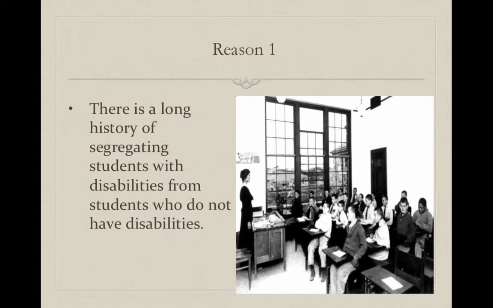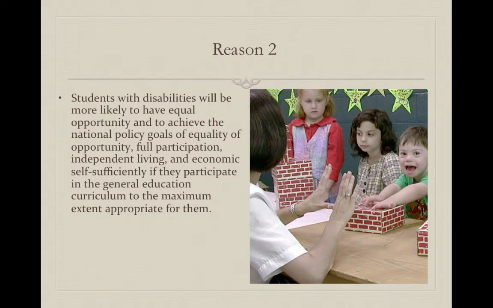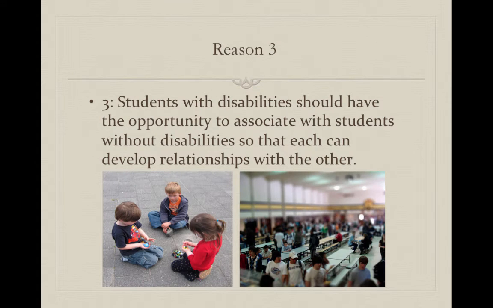One of those is that there is a long history of segregating students with disabilities from students who do not have disabilities. Another reason is so that students with disabilities have the same opportunities or equal opportunity to achieve full participation in independent living and economic self-sufficiency, so that they must participate alongside persons without disabilities. And the third reason also is to have equal opportunity, but also in the area of developing relationships.